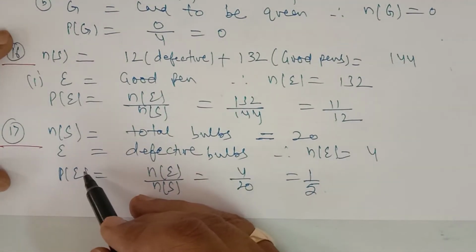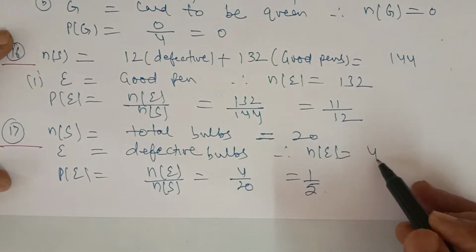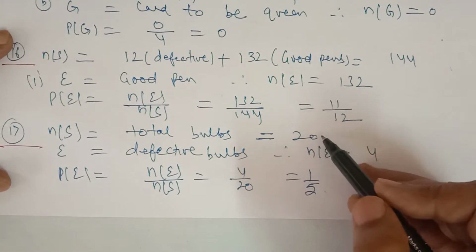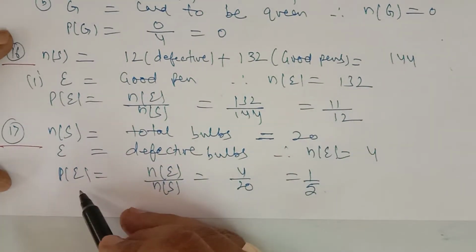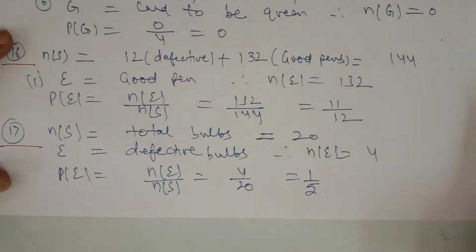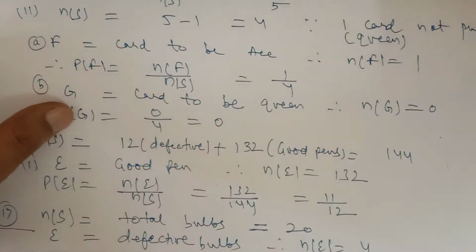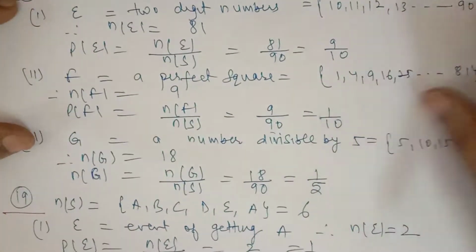So let E be the event that the bulb should be defective. So NE will be equal to 4. Naturally, NS will be equal to 20 and the probability of E will be NE upon NS, which is equal to 4 upon 20, that is 1 upon 5. So this is question number 17. Now in question number 18, you read it carefully.